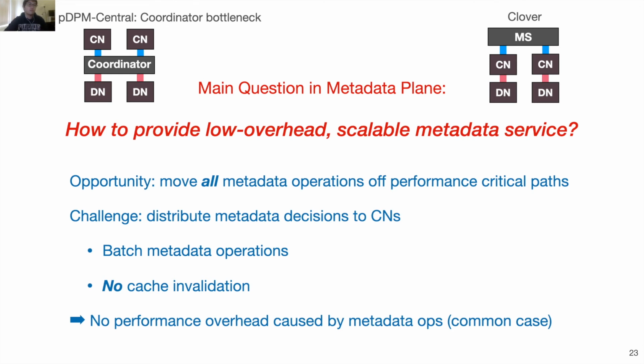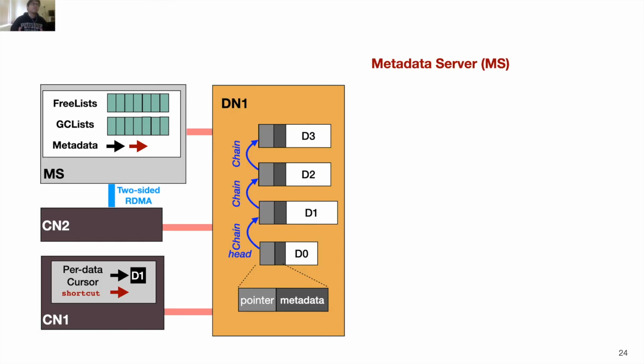The challenge, though, is that now we need to distribute metadata decisions to CNs. We solve this challenge by batching operations and avoiding cache invalidations. The end result is that we have a clear separation between the data and metadata planes. Now let's look at some details.